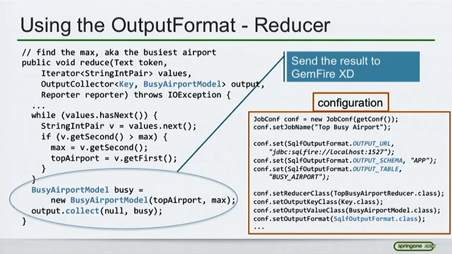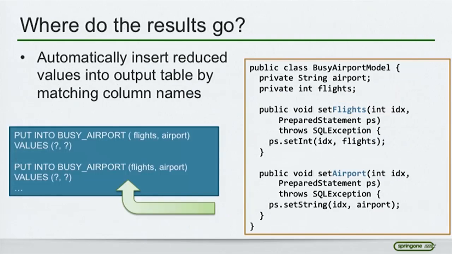OK. So once we've done that, what's the magic? Where does the data go? Under the covers, we take a look at that. The output formatter grabs that busy airport model object and matches up the table you've given with this POJO. And using the column names, we can build up these put statements that let us use JDBC to shove that data back into your online system.